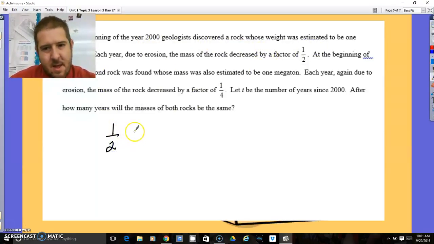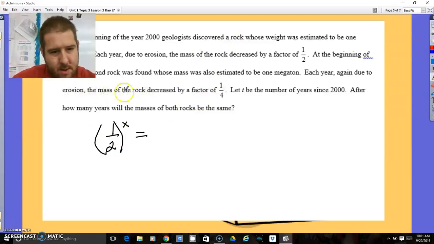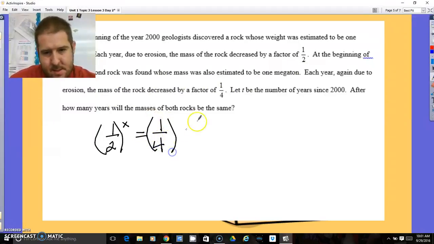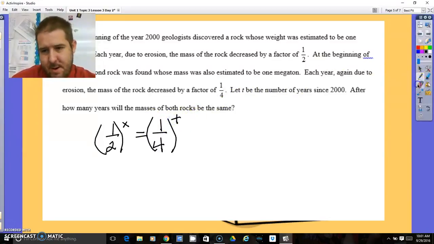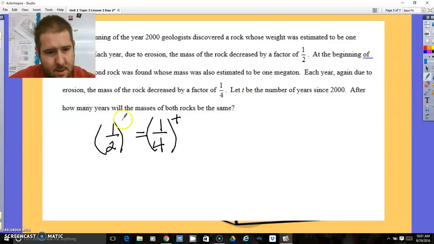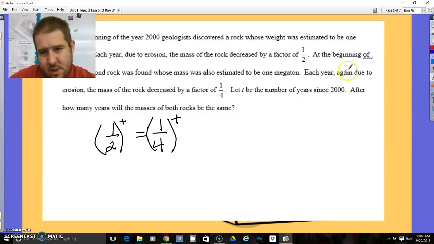That's a science thing. And this is going to be to the power of x is equal to a bigger rock, which, it looks like it's decaying by a bigger factor of 1/4 each year. And that is going to be the t power. Sorry, it should have been t power, not x. That's what I get for not reading the directions. And I think it's starting later, if I'm not mistaken. Each year, again, due to the erosion, does that.